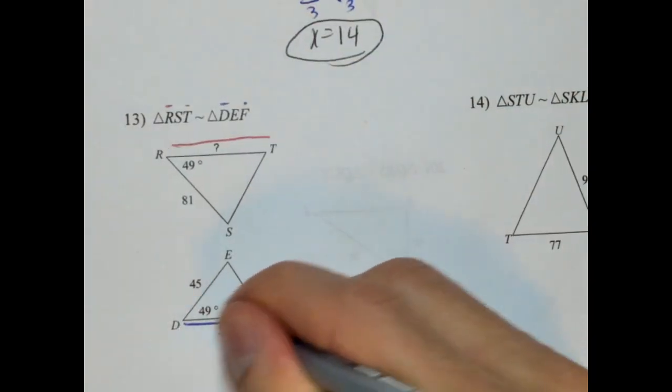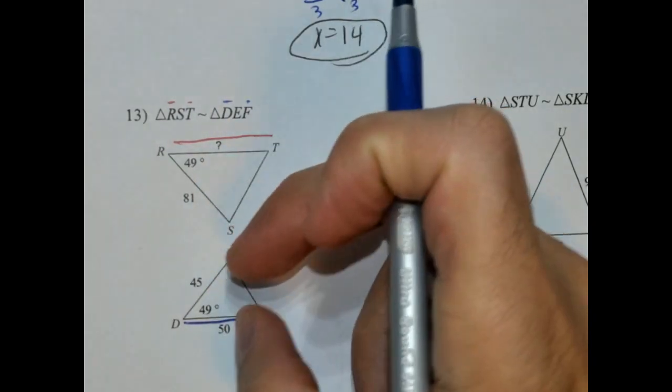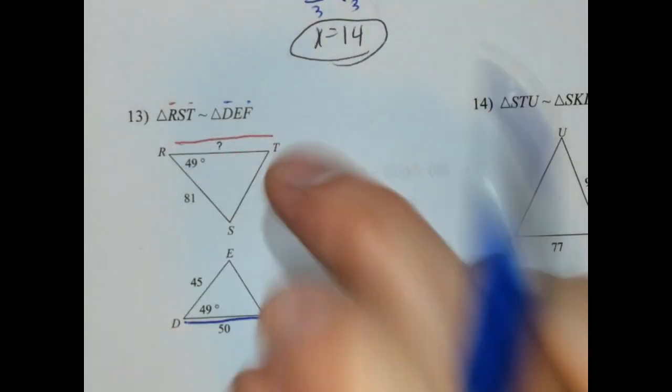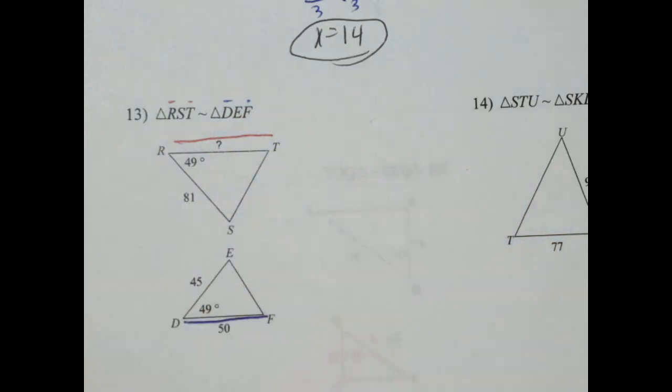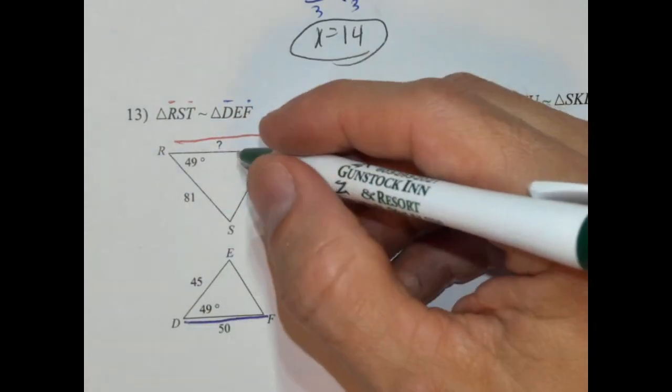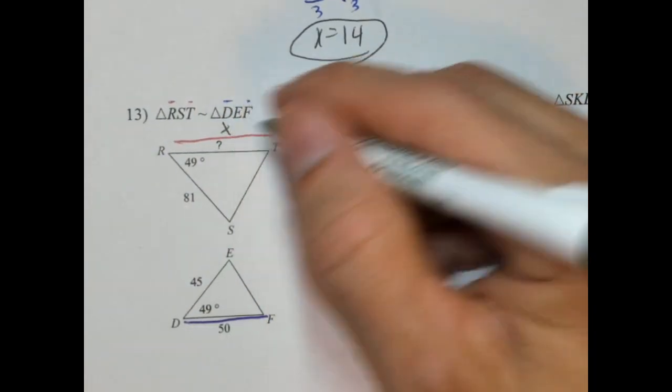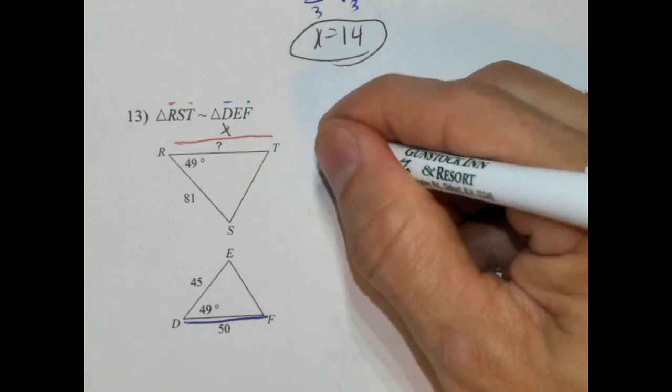So DF is here. Notice, because a lot of people would say, oh, well, the red's on top of this one. It doesn't have to necessarily be on top. So we have to pay attention to that similarity statement. And I'm going to put the red on top of this one because I want the variable on top. So x over 50.